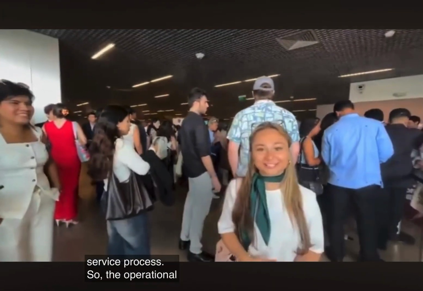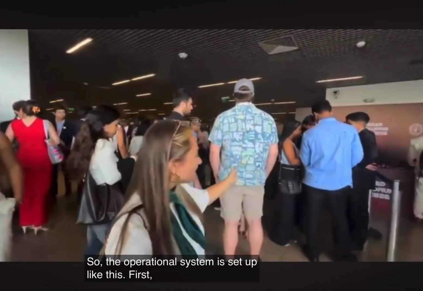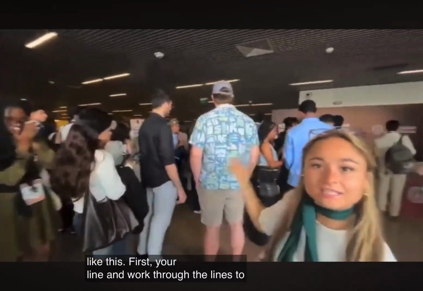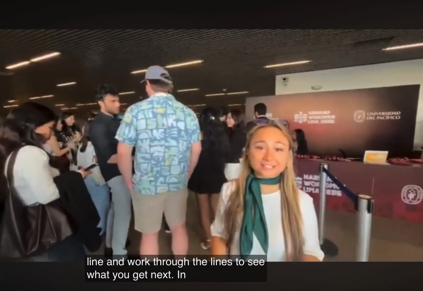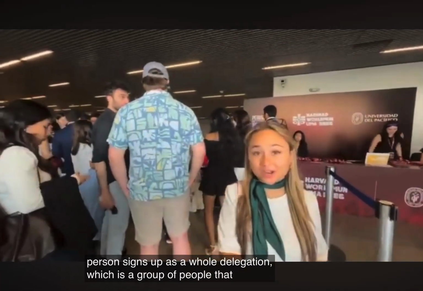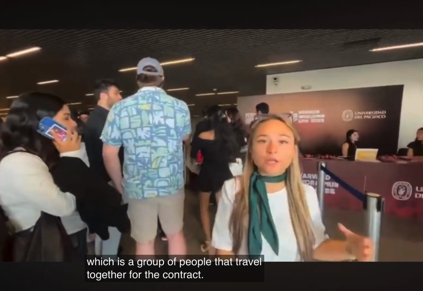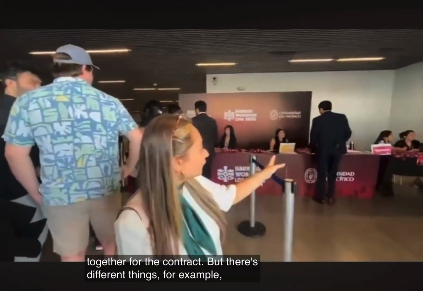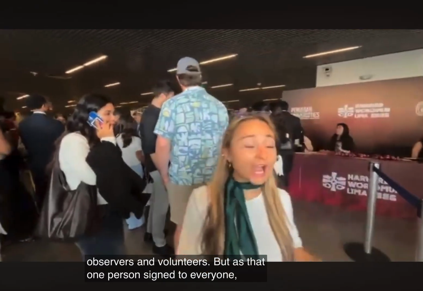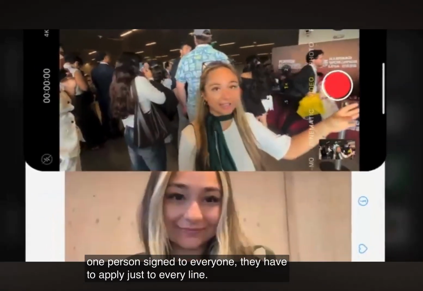So the operational system is set up like this. First, you register here, and then you go to the line above and work through the lines to see what you get next. In this system, one person signs up the whole delegation, which is a group of people that travel together for the conference. But there are different stands, for example, for observers and volunteers. But as that one person signs up everyone, they have to adjust to every line.